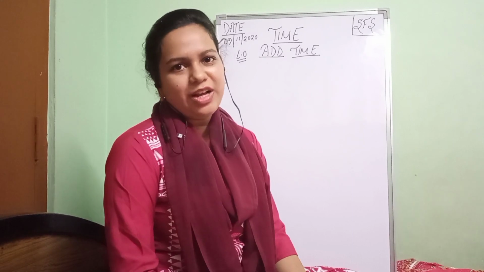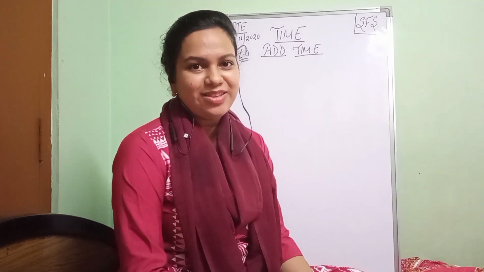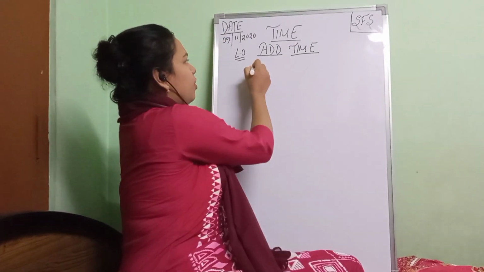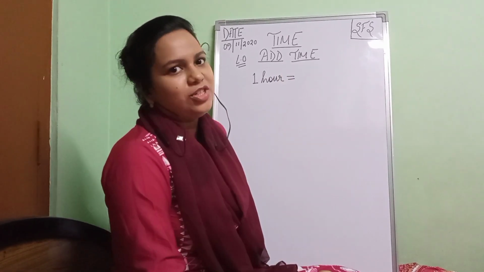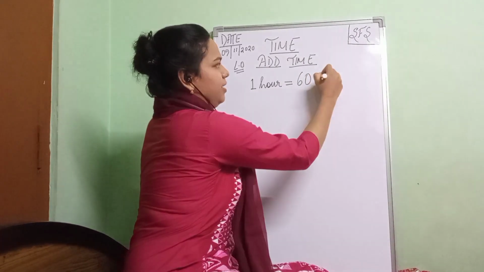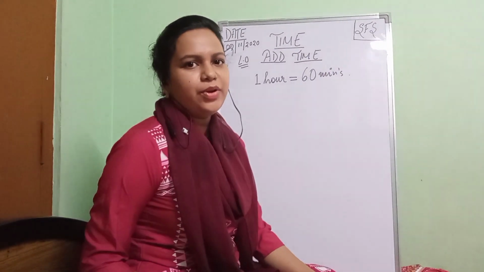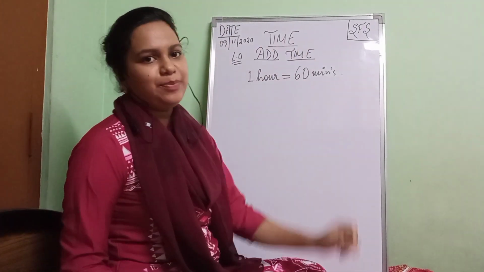So far, what have you learned, children? We have learned how to convert time from one unit to another. Remember that? We also know that 1 hour is equal to how many minutes, children? 1 hour is equal to 60 minutes. We know that, right? Today we are going to learn how to add time. Okay?